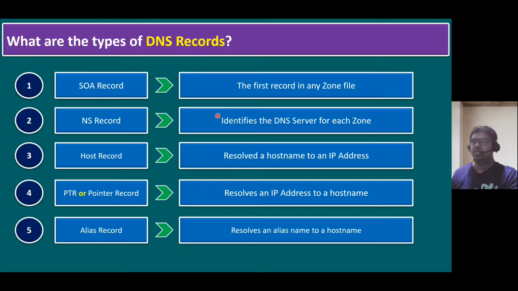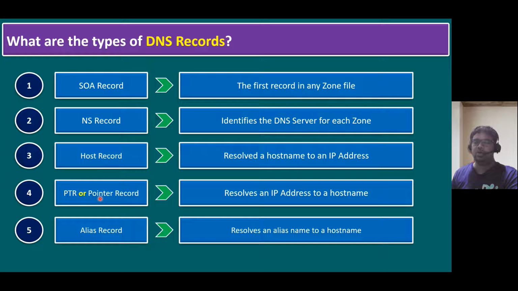Another point, what are the DNS records? There are 7 DNS records available. Let's understand them one by one. Normally the first record we call the SOA record. This is the first record in any zone file, that means forward lookup zone or reverse lookup zone. And the NS record, the name server record, identifies the DNS server for each zone. And the host record resolves a host name to an IP address.